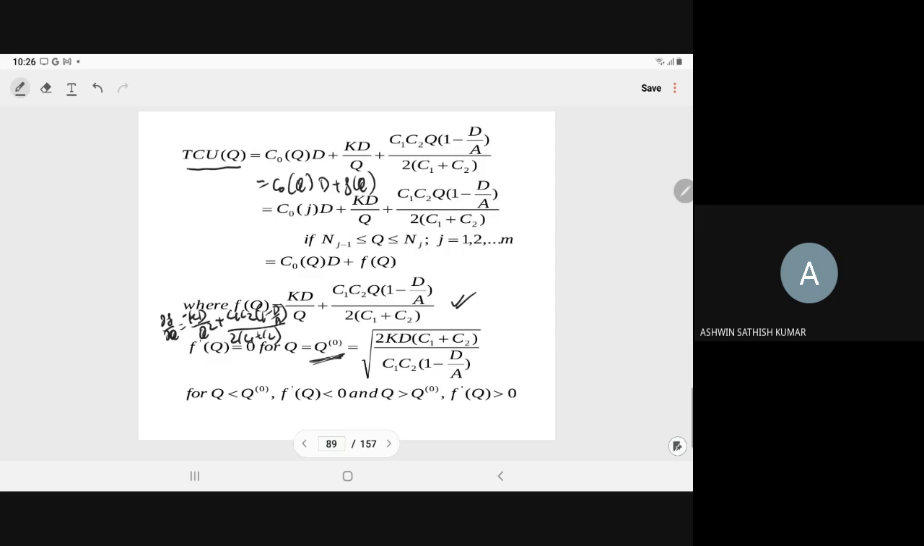So Q naught will come, when we put this equal to 0, Q naught will be root of 2 kd upon C1 plus C2 upon C1 C2 into 1 minus D upon A. So this is your Q naught.